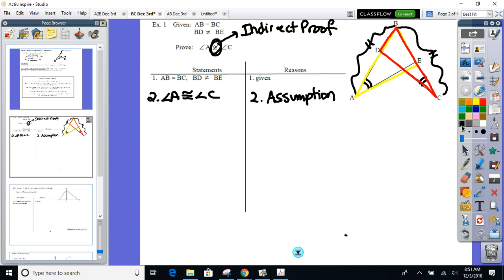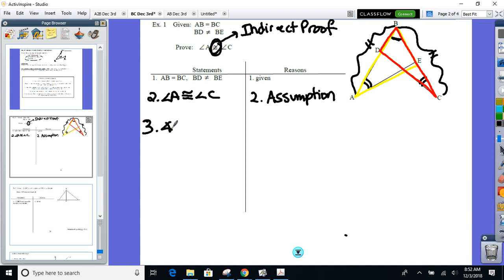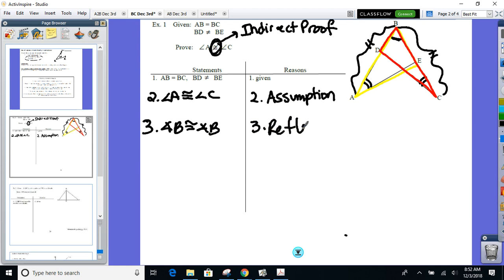Where's the other angle? So I need the reflexive angle to write down, yes? Okay, so I need angle B congruent to itself. And is everyone in agreement now those triangles are congruent? All right, so let's write down a good statement now.